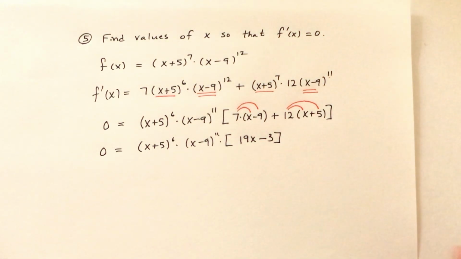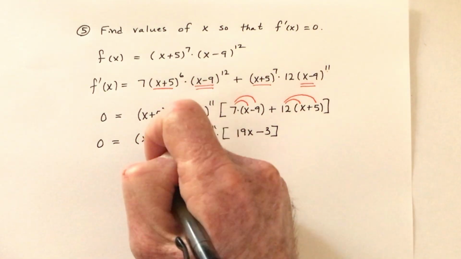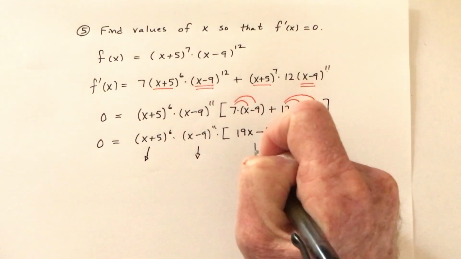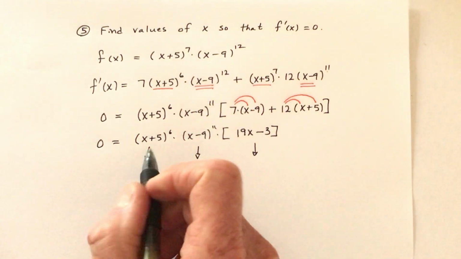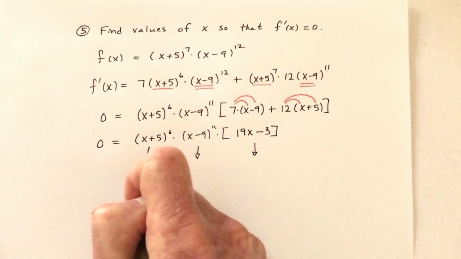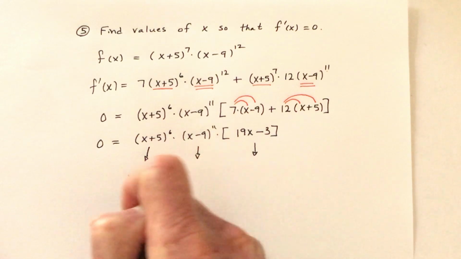All right, now we're practically done. Now you just set this factor equal to 0, and set this one equal to 0, and set this one equal to 0. When you set this one equal to 0 and move the 5 to the other side, it's going to be x equals negative 5.